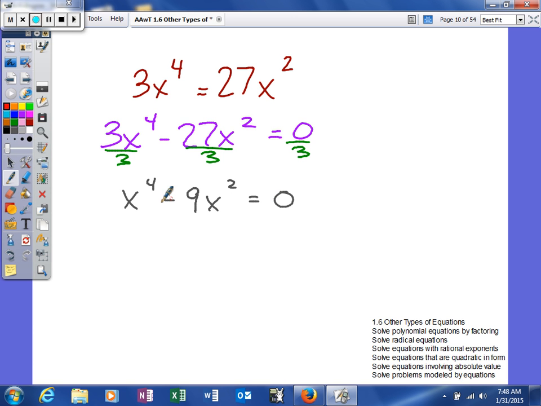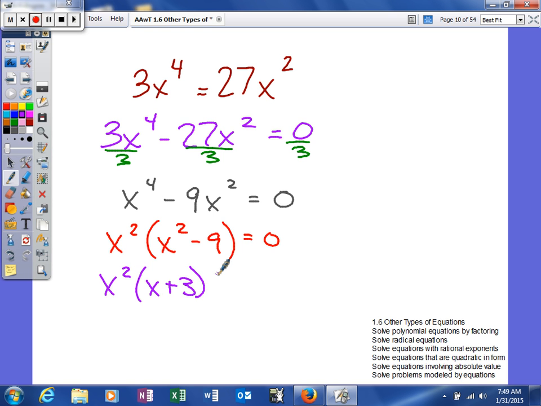So first step of factoring is always to factor out the common factor. When I do that, I'll get x squared times x squared minus 9. And then my next step is, this is a monomial, so I can't factor that anymore. And this is a binomial that is a difference of squares. So we'll factor to x plus 3, x minus 3. And then what we're going to do is set each of our factors equal to 0 and solve.